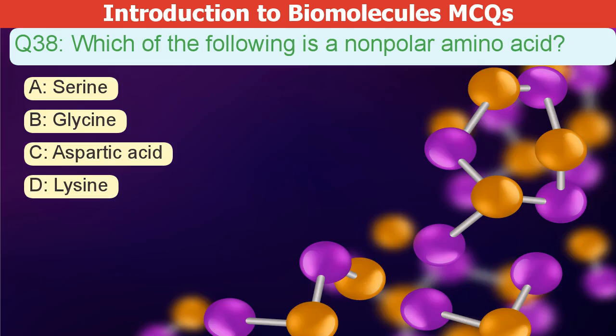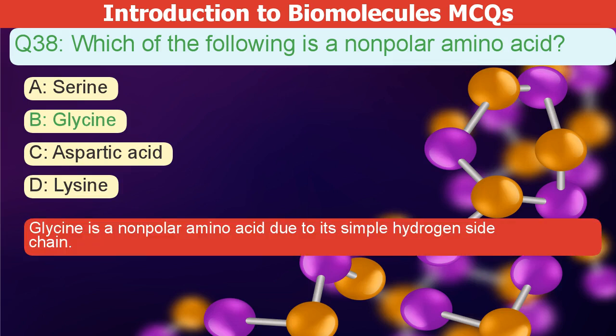Which of the following is a nonpolar amino acid? A. Serine. B. Glycine. C. Aspartic acid. D. Lysine. The correct answer is B. Glycine is a nonpolar amino acid because of its simple hydrogen side chain.